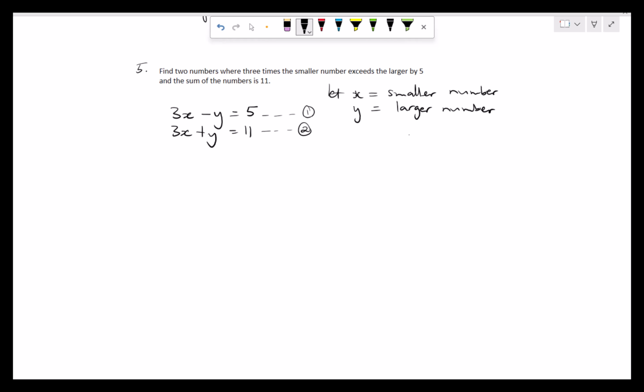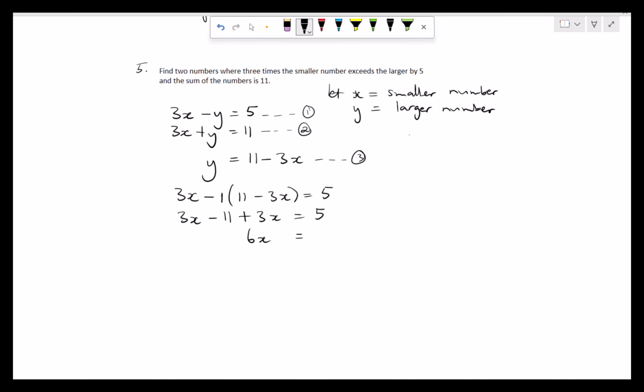In this question, I'm going to use the substitution method. And I will say, using equation number 2, y is equal to 11 minus 3x. And this becomes my equation number 3. I will then substitute my y into equation number 1. And that leaves me with 3x minus 11 minus 3x is equal to 5. 3x minus 11 plus 3x is equal to 5. And then we have 3x plus 3x, that's 6x is equal to 11 plus 5, that's 16. Divide both sides by 6 and we get 16 over 6, or we get 2 and 4/6.